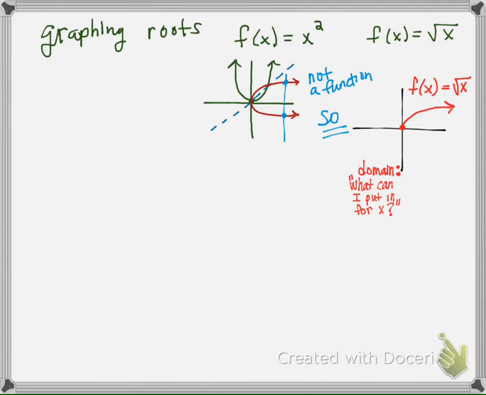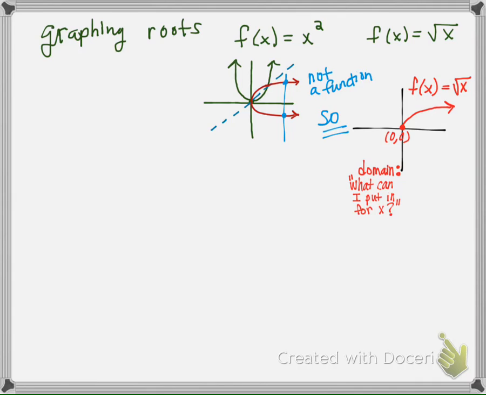Can you take the square root of 0? Yeah. Which makes sense because, look, you have the point 0, 0 there, don't you? Isn't the point 0, 0 part of this graph? That means you're allowed to put a 0 in for x. And what do you get out? A 0 out for y. And so 0 is allowed to be a part of your domain.